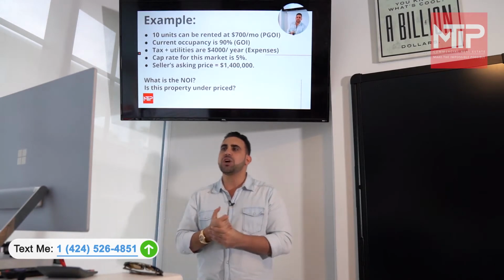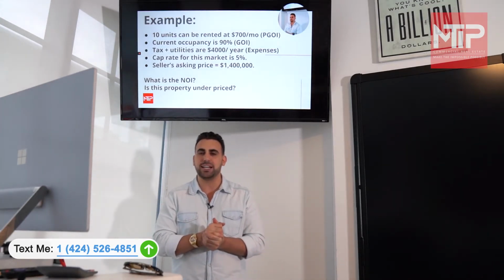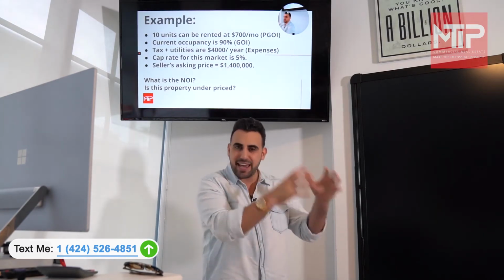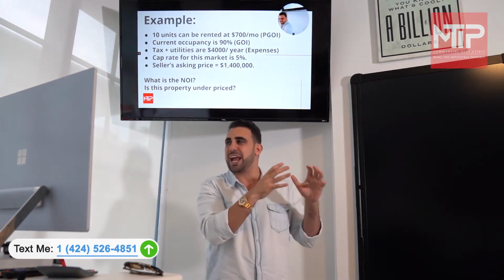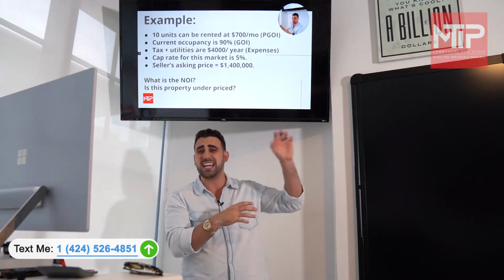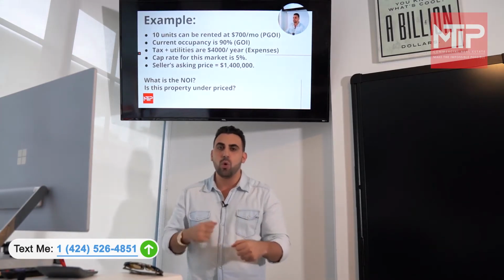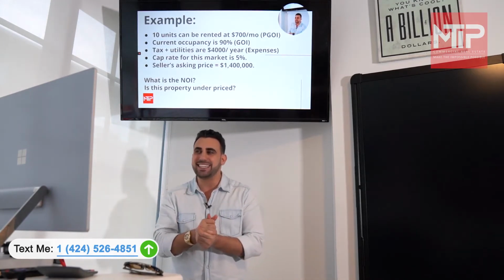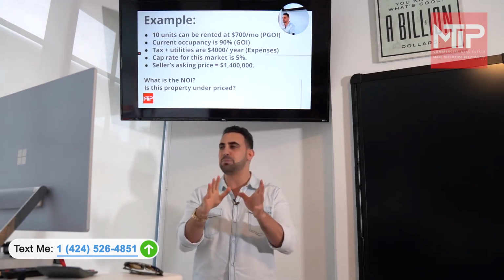The current occupancy is 90%. Occupancy means how many units are actually leased. So 90% of the 10 units, so 9 out of 10 are leased. One of them is vacant. So your vacancy is 10%. 1 out of 10 is 10%.